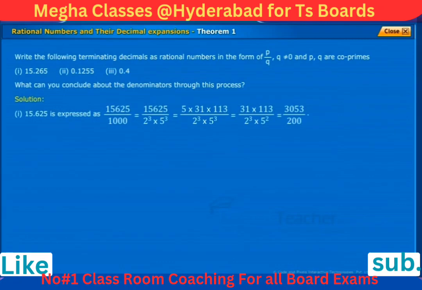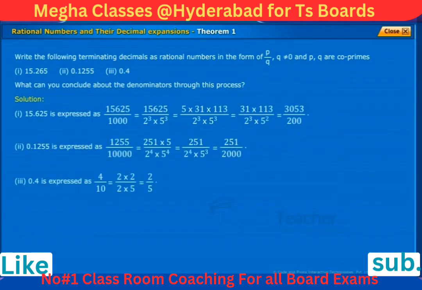Any rational number that has a decimal expansion which terminates is expressed as a rational number whose denominator is a power of 10, where 2 and 5 are the only prime factors of 10. Therefore, during the simplification of a rational number, we observe that the number is in the form of p by q, where the prime factorization is in the form of 2 power n, 5 power m, and n, m are non-negative integers.